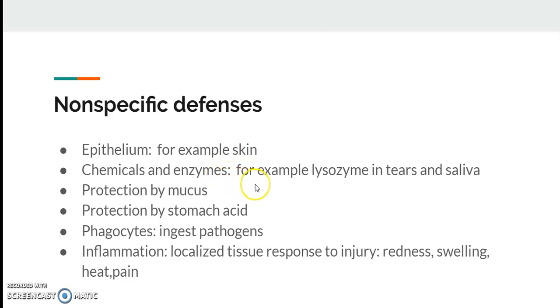Our saliva and our tears, for example, have enzymes like lysozyme, which actually helps break down bacterial cell walls. So again, it's non-specific, but you might catch some things here. When we talked about the respiratory system, we talked about protection by mucus. So the idea was that invaders or pathogens could be caught in the mucus and then we can get them out right away. Some pathogens that you might ingest, actually our stomach acid, which is low in pH, helps to get rid of a lot of those.